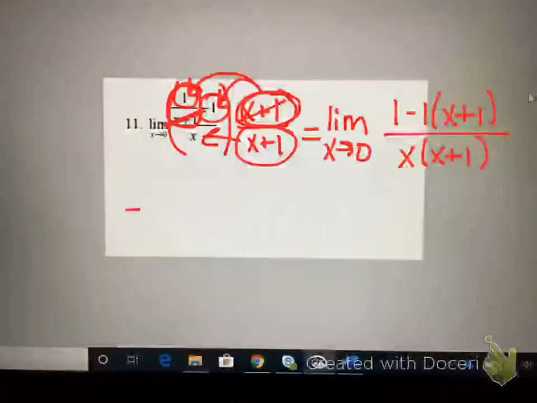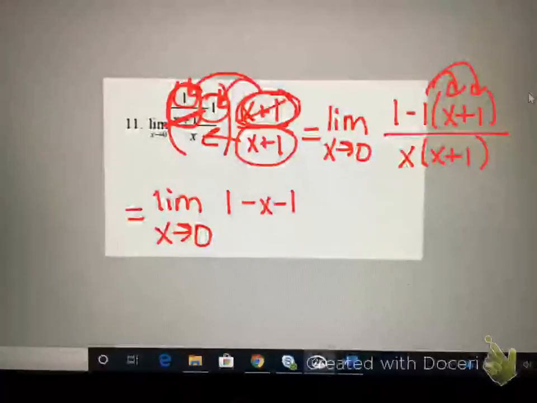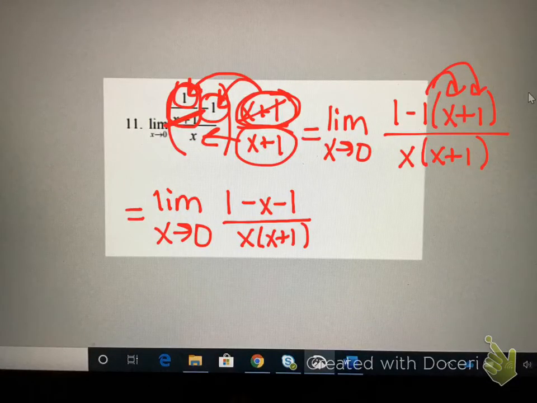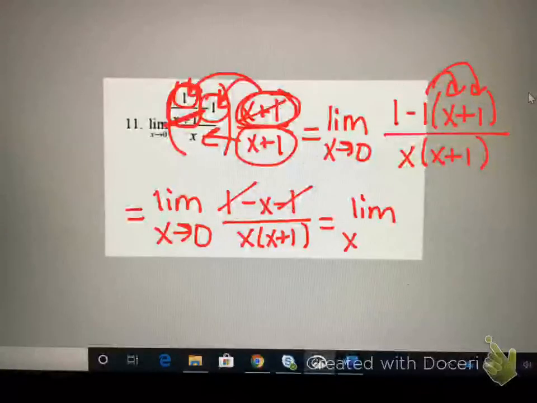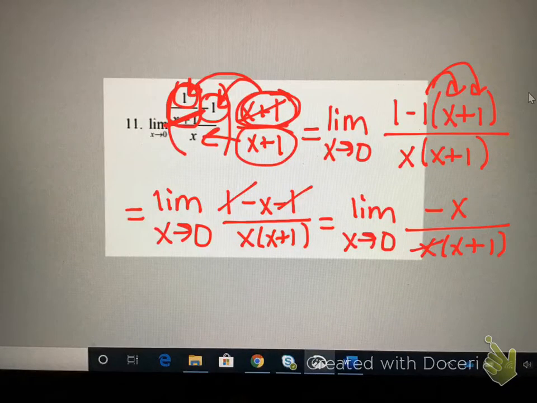Okay, so I'm going to be evaluating the limit as x approaches 0. I distribute the negative 1 through the parentheses right there, and my numerator becomes 1 minus x minus 1. And so that means that the 1's will now cancel. So I'm going to evaluate the limit as x approaches 0 of negative x over x times x plus 1. And now the x's will cancel. And so ultimately I'm able to simplify my equation into this final form.